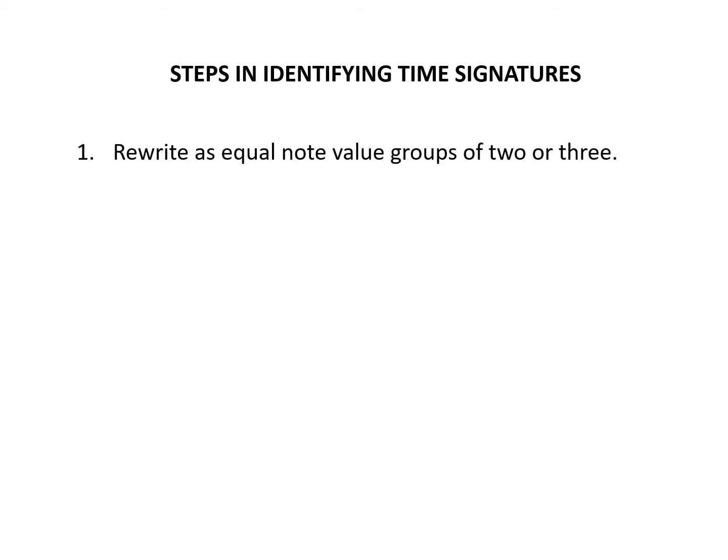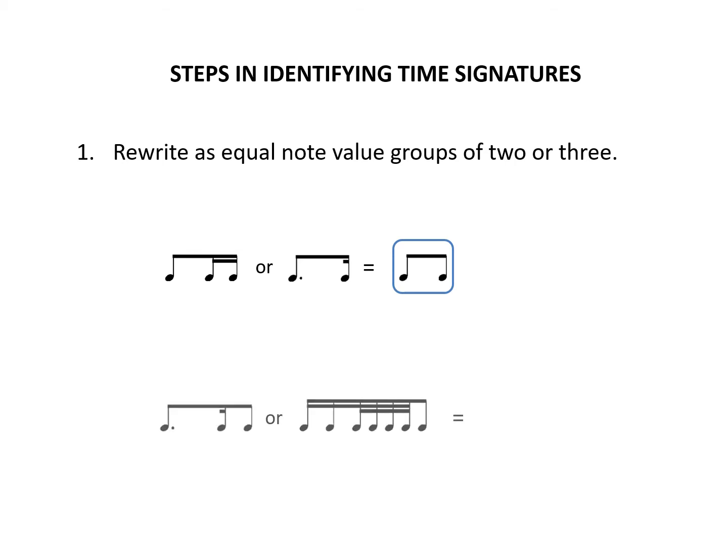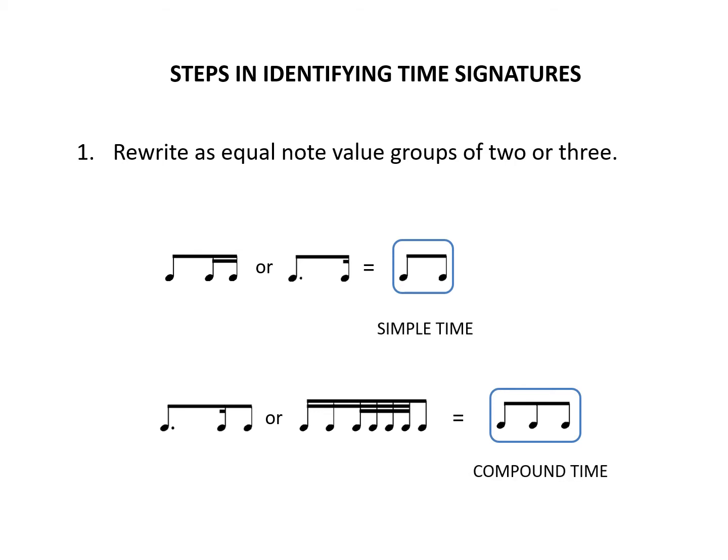Here are the steps for adding a time signature to bars of music that may be in simple or compound time. Firstly, to determine whether it's simple or compound time, we can look at the note groupings and rewrite them as groups of equal note values. Here the groups correspond to 2/8 notes. And these groups are equivalent to 3/8 notes. The groups of 2 indicate simple time, and the groups of 3 indicate compound time.